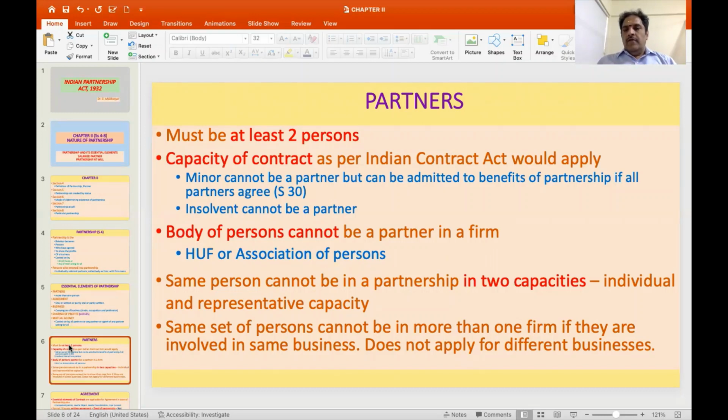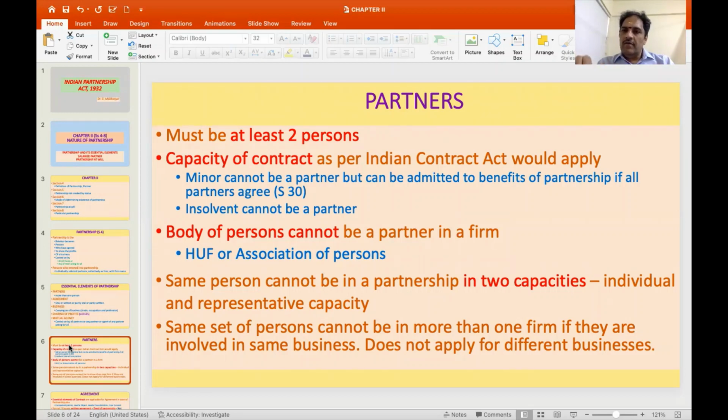Then first, let us see the element of partners. There has to be at least 2 persons, and these 2 persons should have the capacity to contract. One of the essential elements of capacity to contract is that he should be a major, that is, not a minor. A minor can also be admitted into a partnership for the benefits, but subject to the consent of all the parties, but he or she cannot be held liable.